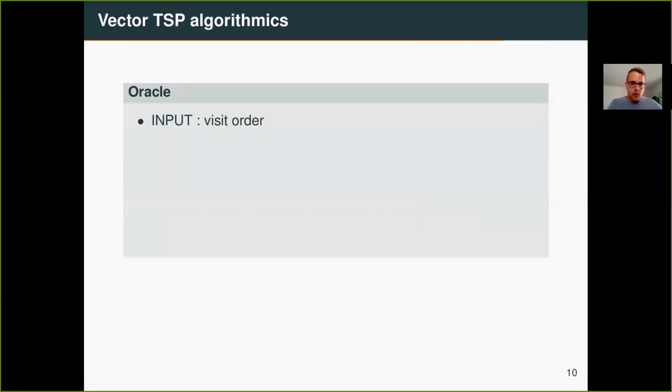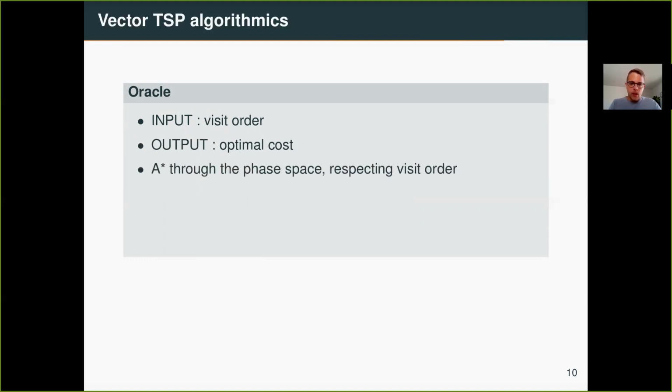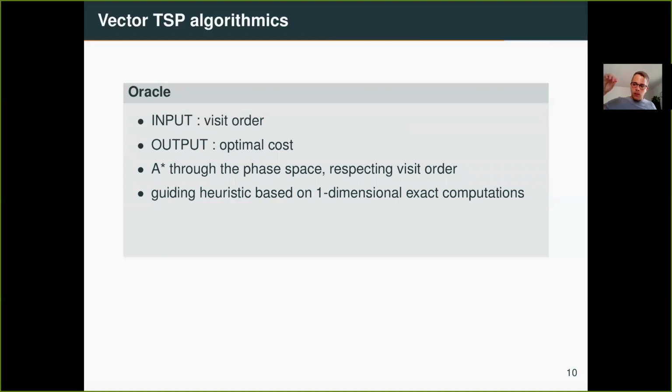How do we make an oracle that takes as an input a visit order and outputs an optimal cost corresponding to this visit order? Well, at first we thought of a BFS through the phase space, but we actually found a way to use the A star algorithm, which is much faster. What the A star does is it's guided by some heuristic, and by being guided, it goes around until it finds the optimal solution in some sense. This guiding heuristic is very interesting, but I don't have the time to explain it either.